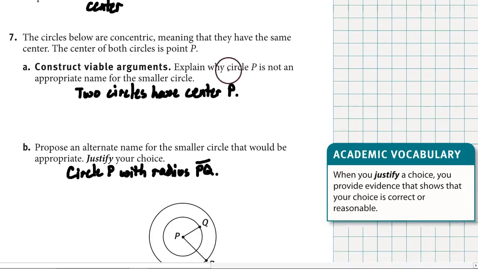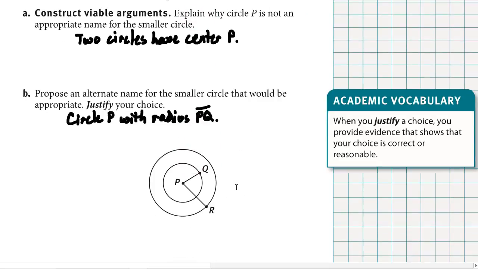Question A, explain why circle P is not an appropriate name for the smaller circle. And the reason you can't name the small circle circle P is because there are two circles that have center P. We wouldn't know which circle we're talking about. In question B, propose an alternate name for the smaller circle. How about we call it circle P with radius PQ? That way we know that we're talking about the small circle, not the larger circle that has center P, but radius PR.